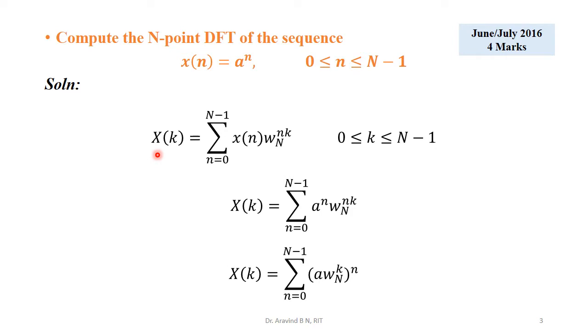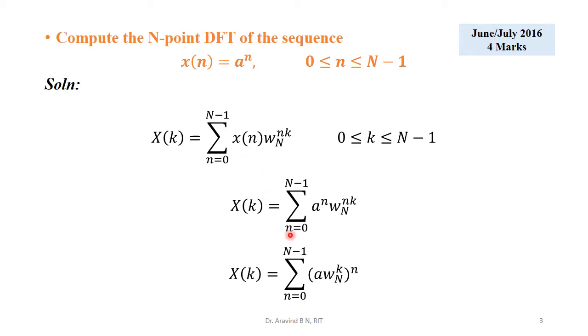Let us start with the solution. Define the DFT formula: X of k is equal to summation n is equal to 0 to N minus 1 x of n omega N to the power of nk, for all the values of k varying from 0 to N minus 1. What is given with respect to the formula? x of n is defined as a to the power of n, and the range of the summation remains 0 to N minus 1.